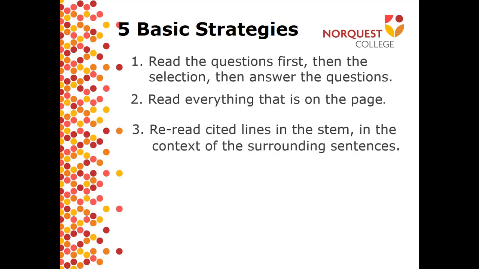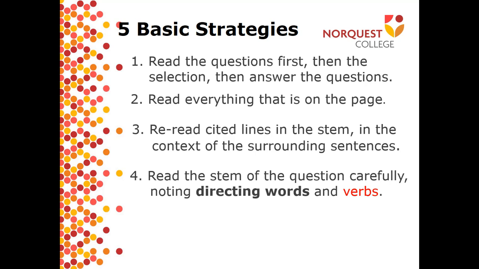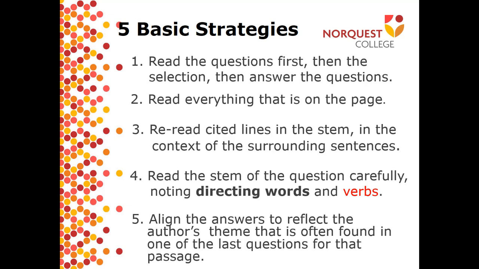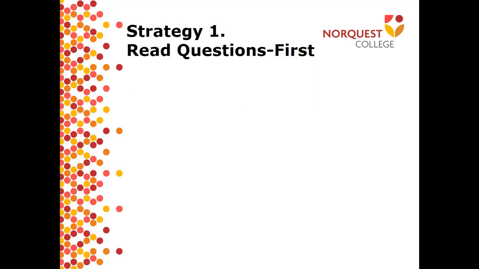Number 3, reread cited lines in the stem in the context of the surrounding sentences in the passage. Number 4, read the stem of the question carefully, noting directing words and verbs that are used. And number 5, align the answers to reflect the author's theme that is often found in one of the last questions for the passage. So here's strategy 1, to read the questions first.